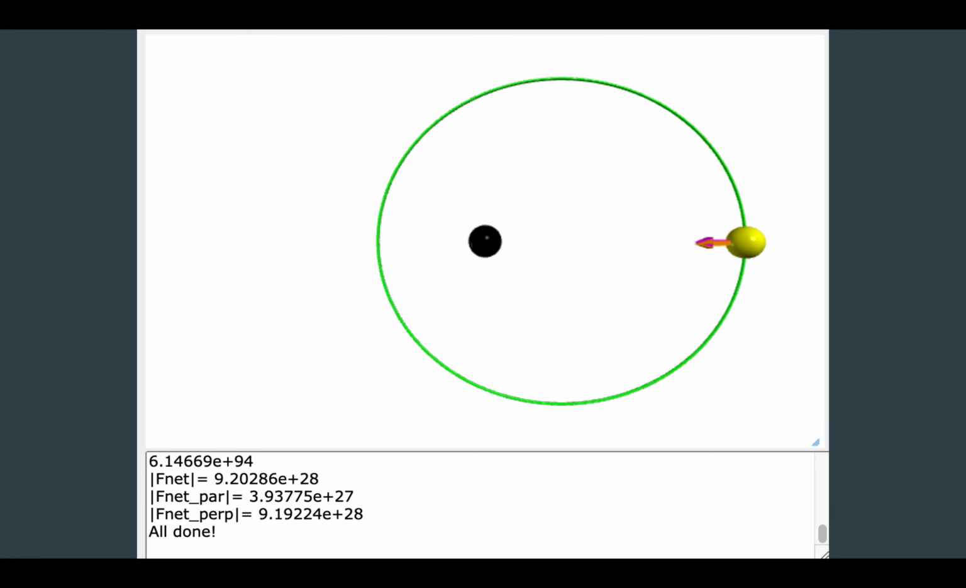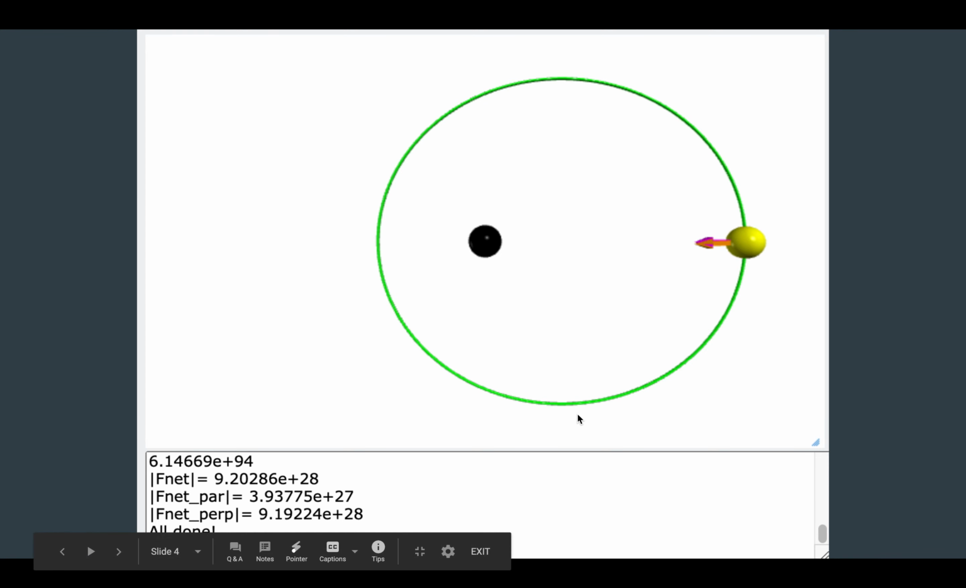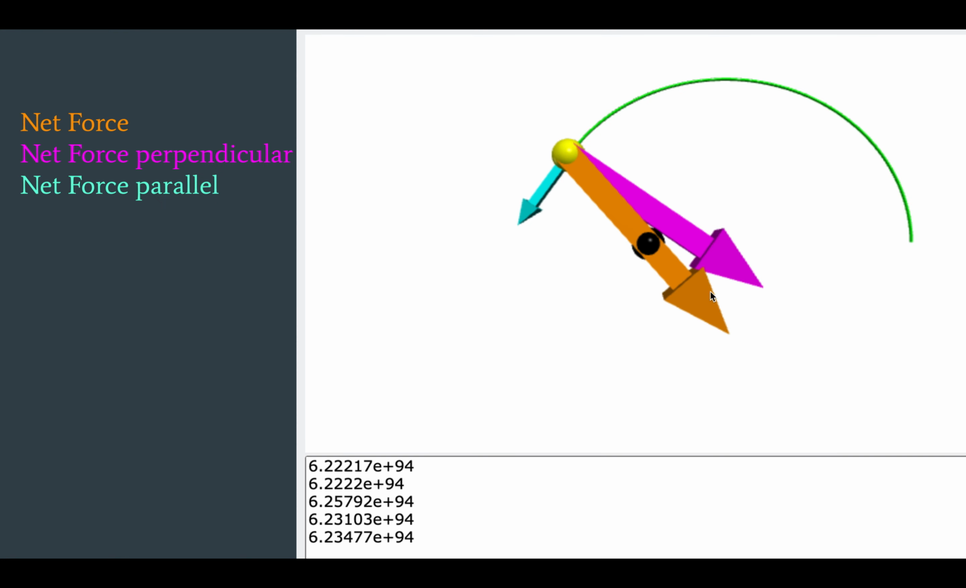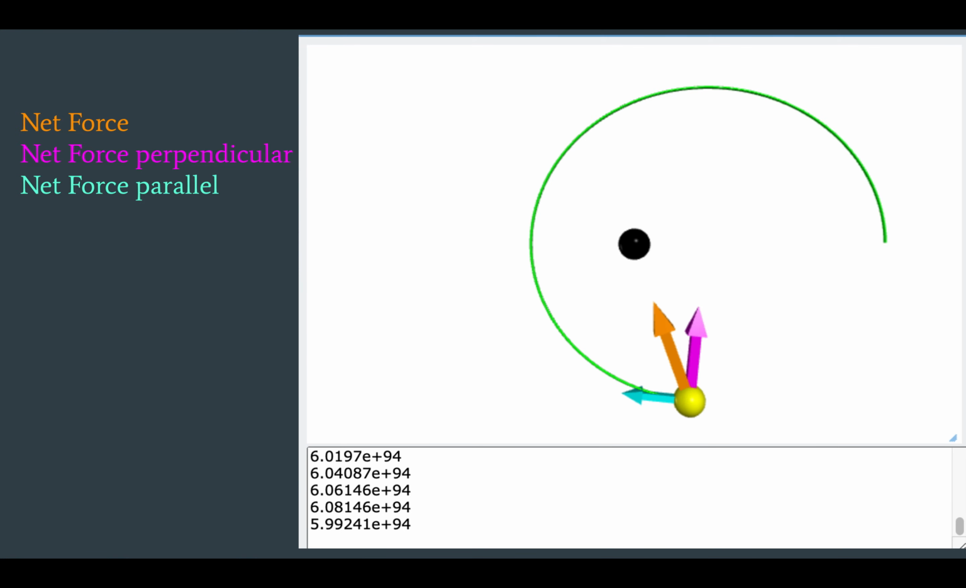So this is the first frame of the simulation. This yellow ball represents the star, this black ball represents the black hole, and this green ring represents the path of the orbit of the star. The orange arrow represents the net force acting on the star by the black hole. The pink arrow represents the perpendicular component of that net force, and the cyan arrow represents the parallel component of that net force. Here is another frame showing how the arrows change with the change in motion of the star.